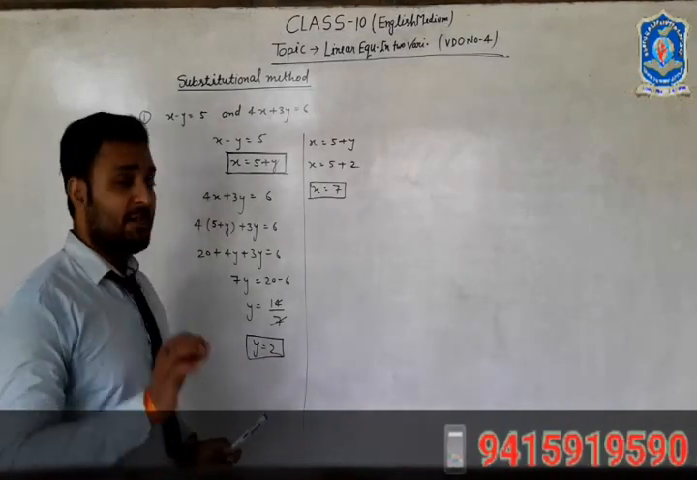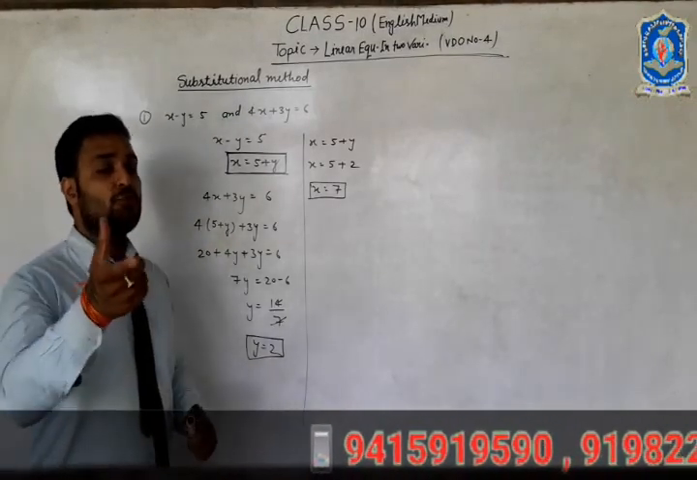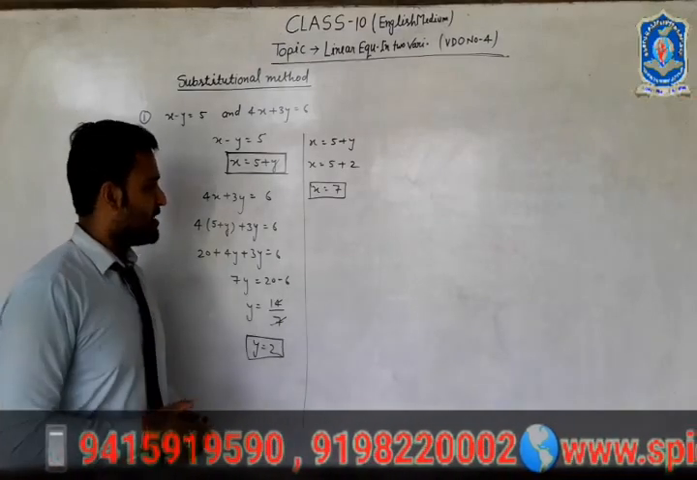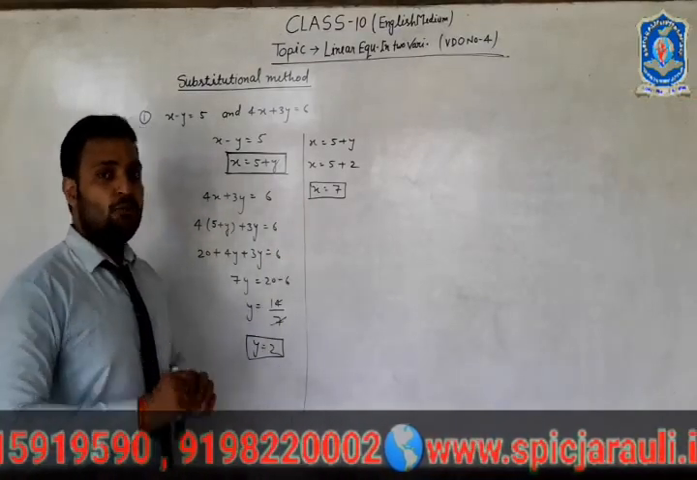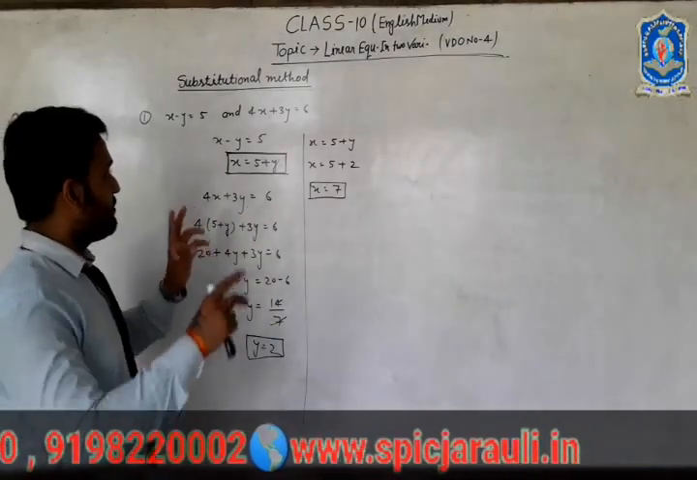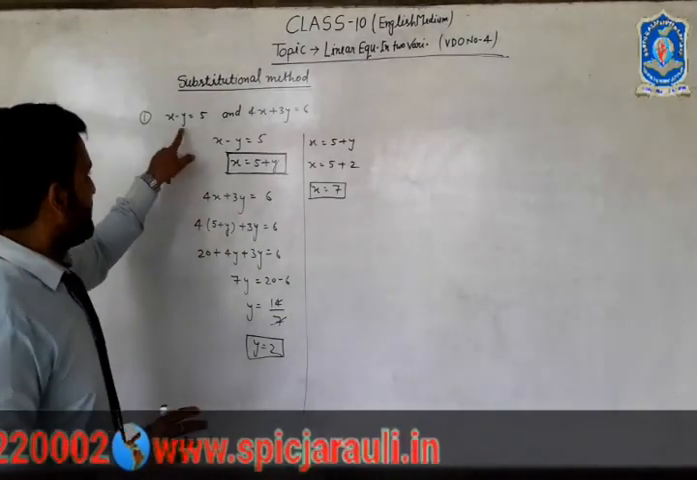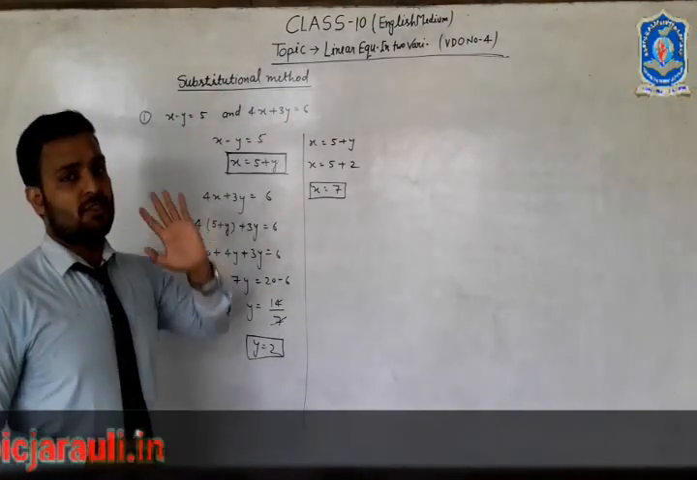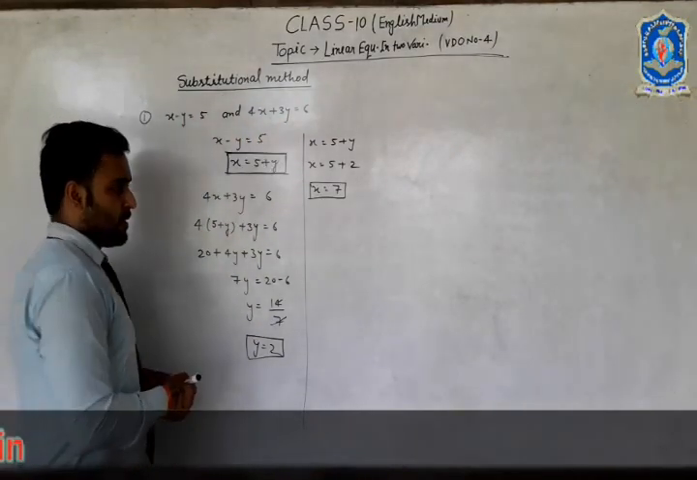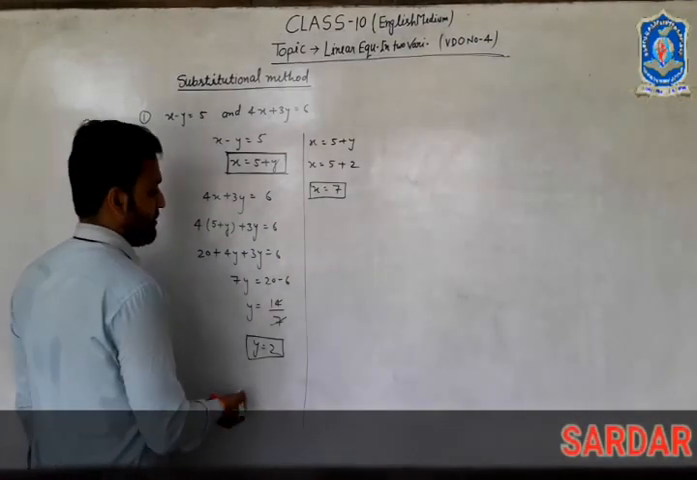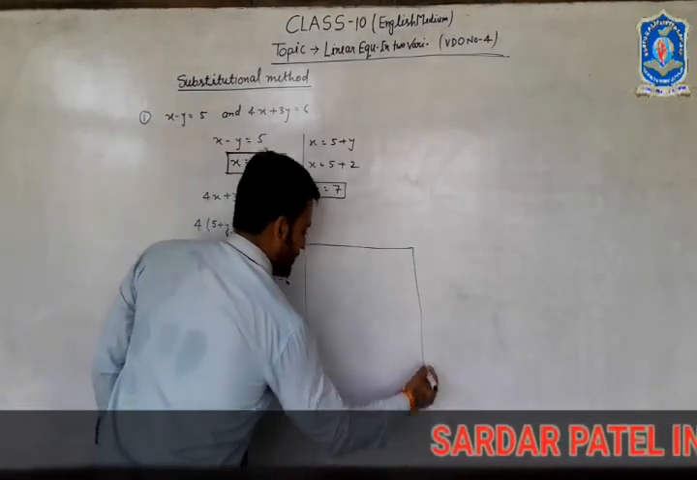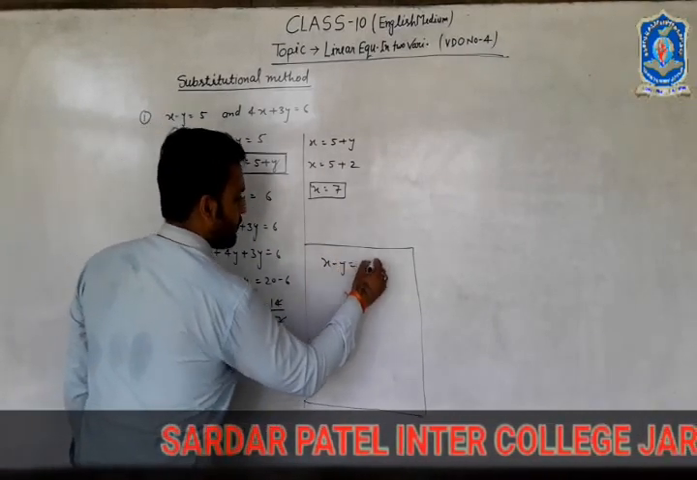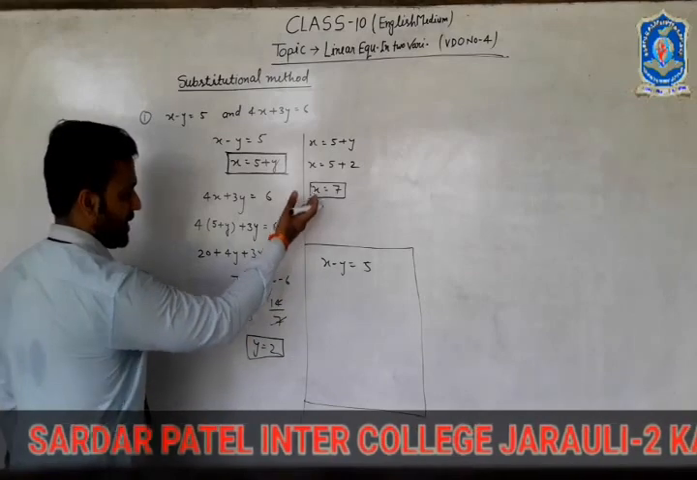Now I am telling you a trick to check yourself whether your answer is correct or incorrect. You have found the values of x and y. Now we can put these values in both equations: x minus y is equal to 5 and 4x plus 3y is equal to 6. If we want to check our solution, in your rough copy, x minus y is equal to 5.